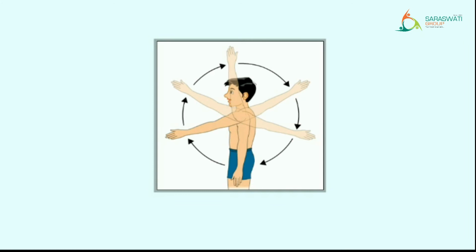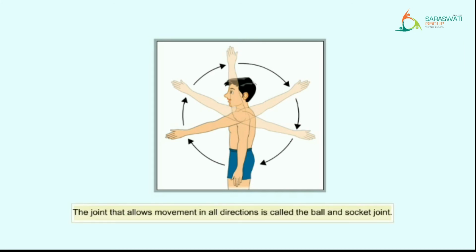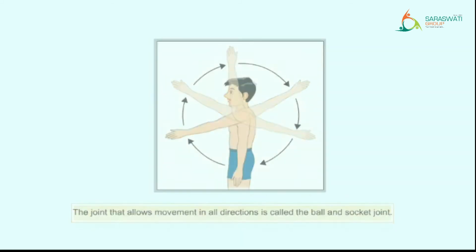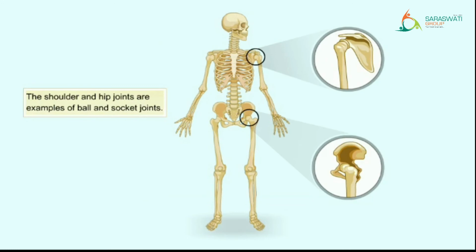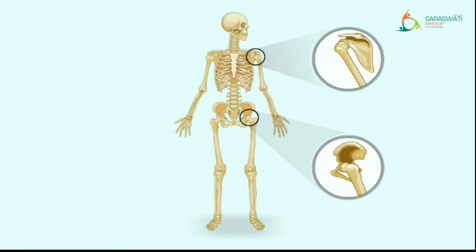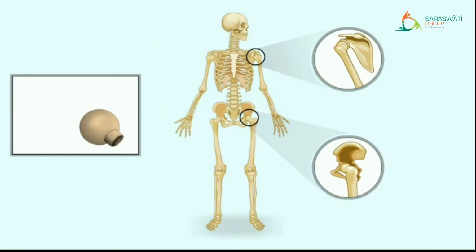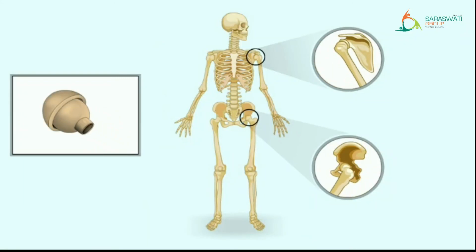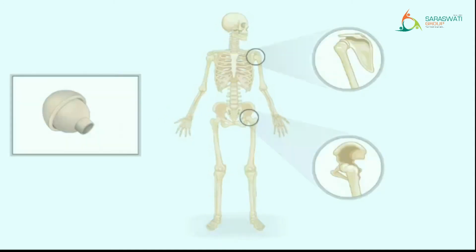Try to move your arm all around. The joint that allows movement in all directions is called the ball and socket joint. The shoulder and hip joints are examples of ball and socket joints. Here, the ball-shaped end of one bone fits into the cup-shaped socket of the other bone, which allows maximum movement in any direction.